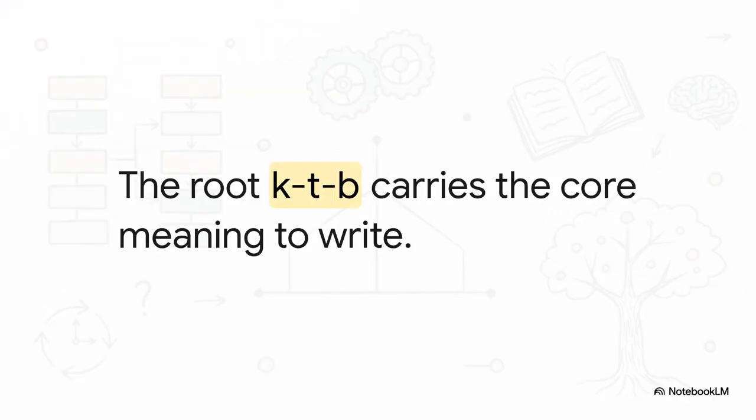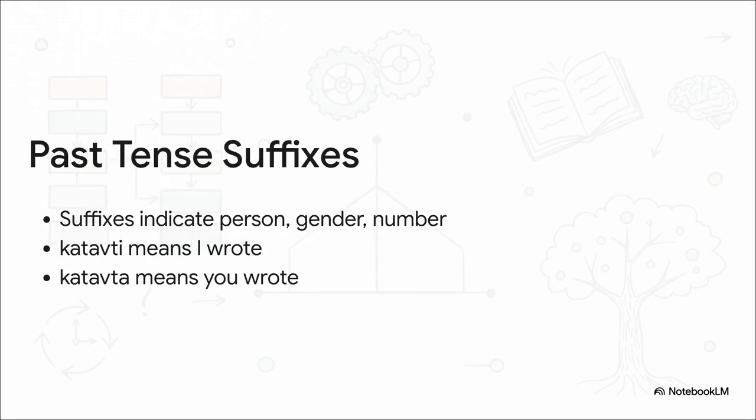To show you exactly how the past tense is engineered, we're going to isolate one specific Lego block, KTB. This specific 3-letter root carries the core conceptual meaning of to write. But right now, on its own, it's just raw potential. It's our starting block, just sitting there waiting for us to attach something to it to give it time and direction. And this brilliantly illustrates the engineering of the past tense, also known as avar.